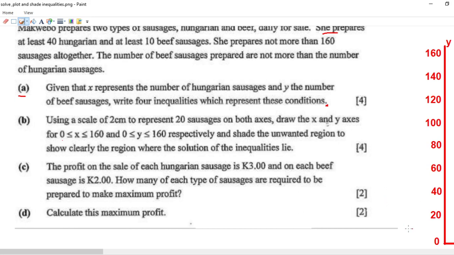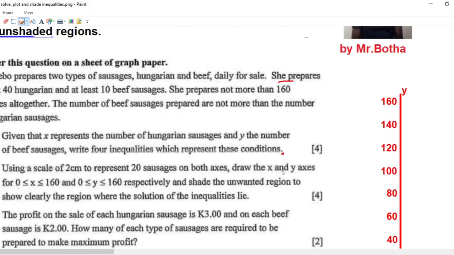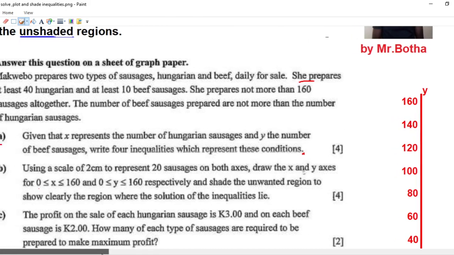So let's start by writing inequalities. Let's just write them here, then we are going to transfer them. Let's look at this question here. Just a moment, I just want to move a bit and see if we can squeeze it. We'll be moving after we read the question.